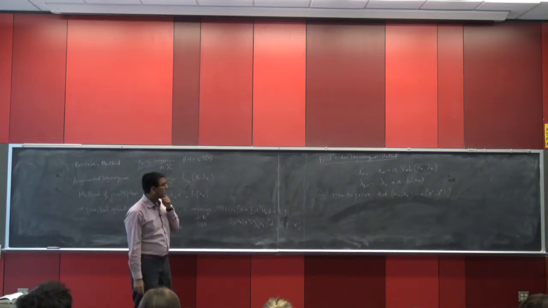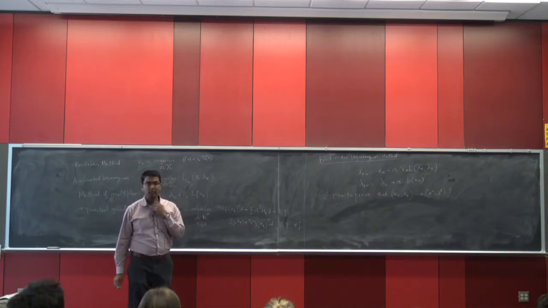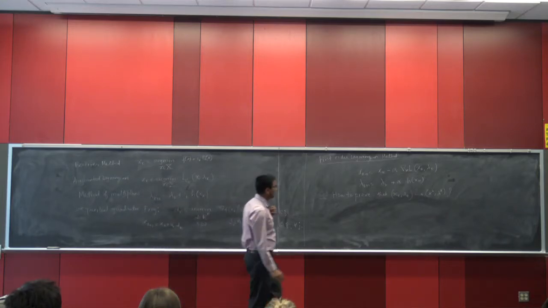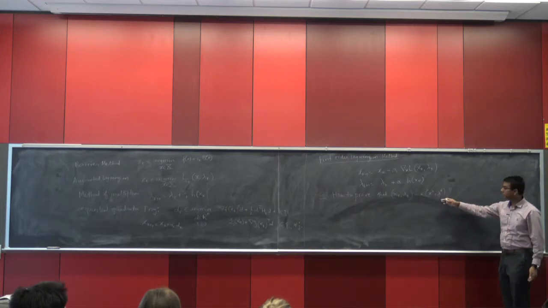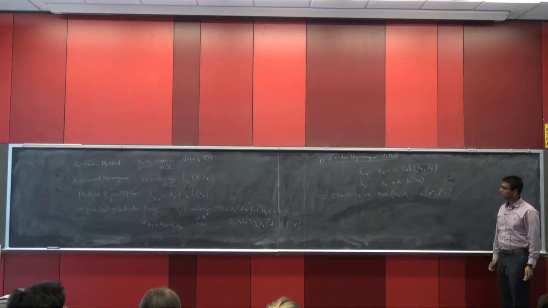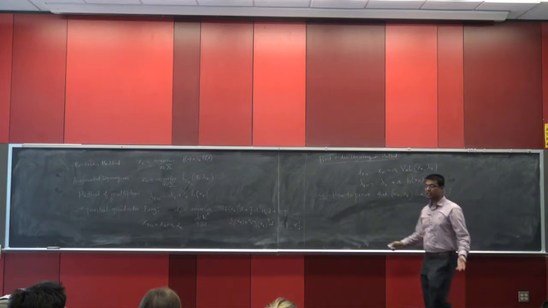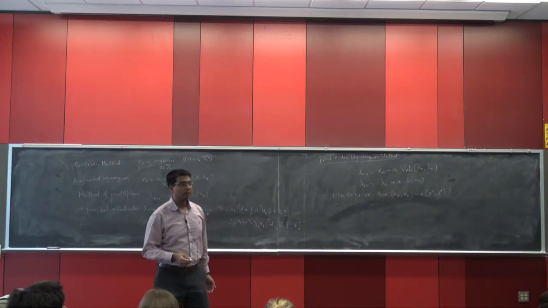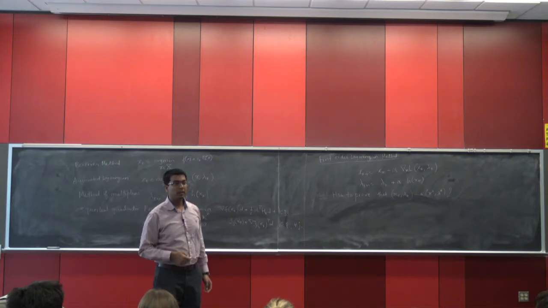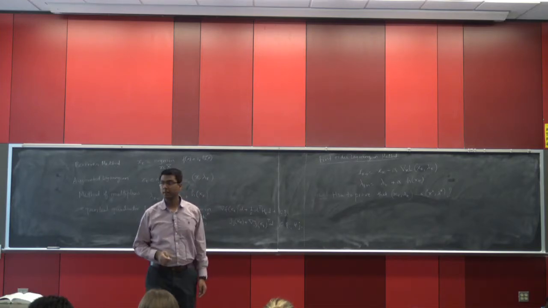Okay, so what exactly am I trying to do here? How do I prove that this would converge or will not converge to the point x star, lambda star? Some ideas. I'm looking for ideas. Can someone tell me how would you go about doing it, proving this result?